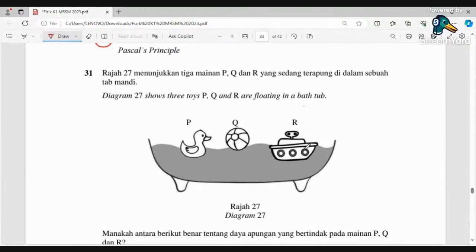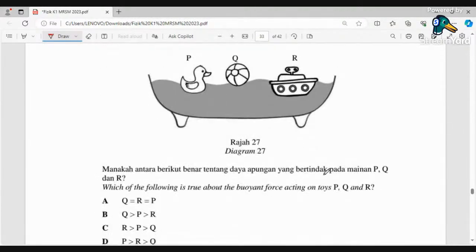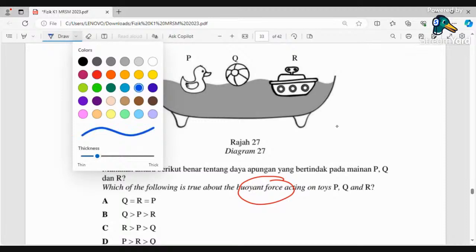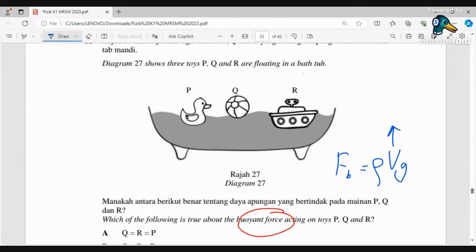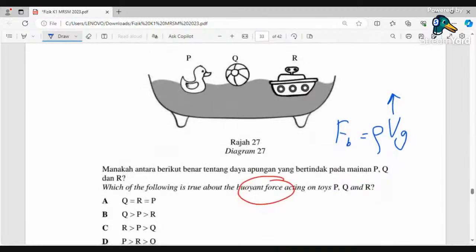31, PQR are floating in the bathtub. True about buoyant force. Buoyant force formula rho Vg. Okay, what is this V? V is volume of water displaced. Volume of water displaced equals to volume of the submerged part.